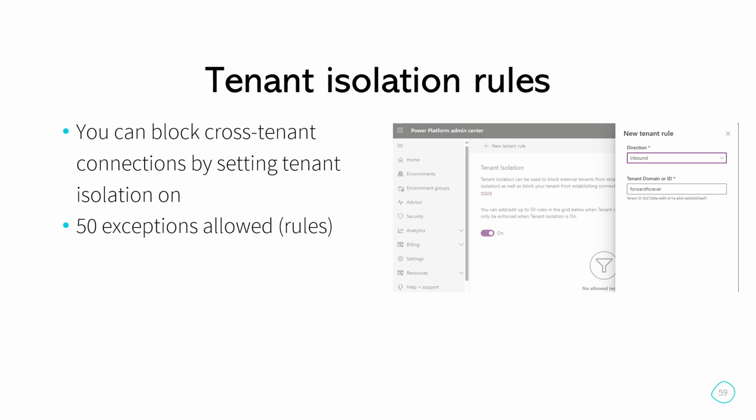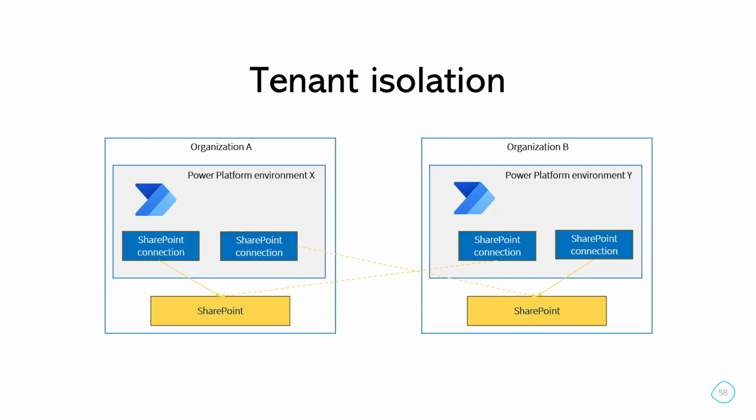And after that, all those cross-tenant connections are forbidden. And you can have 50 exceptions. So you can say that, okay, with this company, I allow inbound connections. But keep in mind that it takes two to tango. If this organization has tenant isolation on, I can't do anything from here, even if I allowed everything, because those cross-tenant connections are forbidden. So you need to negotiate with that organization if you like to open those.